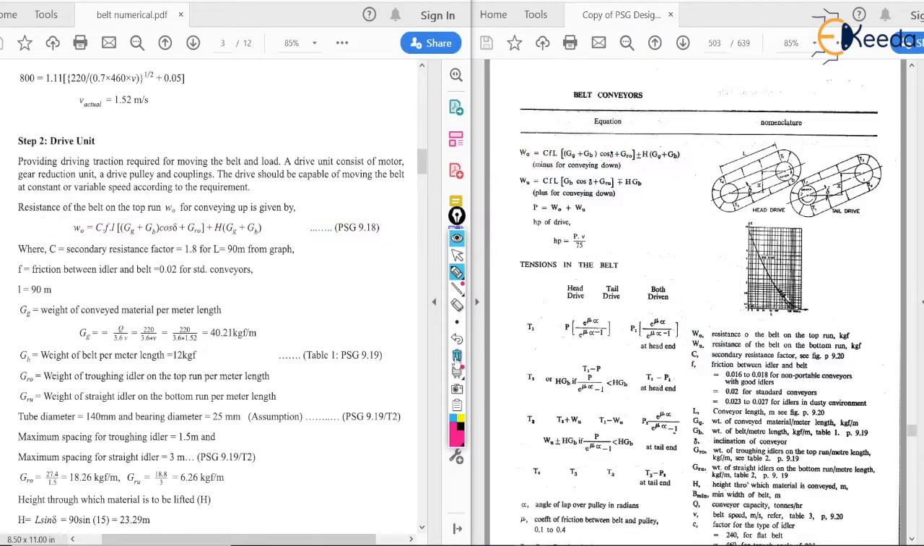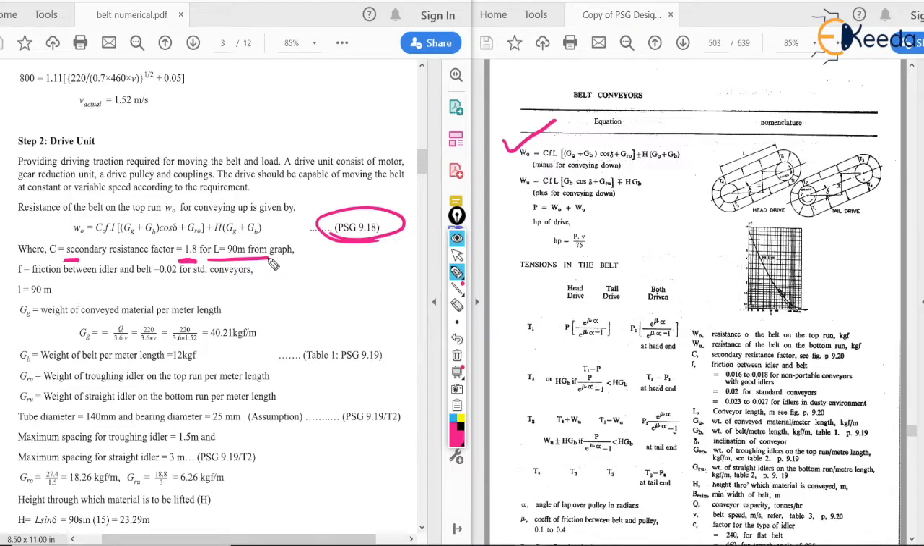Now first we will focus on W0. This is the formula, that is CFL in bracket GG plus GB cos delta plus GRO plus H in bracket GG plus GB. Here we are going to see the values one by one, which we have taken from PSG 9.18. In this, C is the secondary resistance factor, which is 1.8 for 90 meter from the graph.